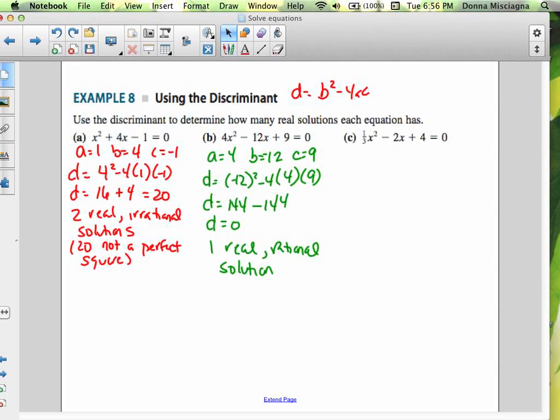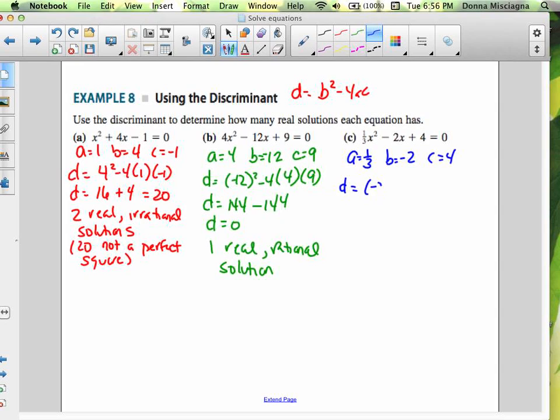And then the last one, a is 1/3, b is negative 2, c is 4. So the discriminant is negative 2 squared minus 4 times 1/3 times 4. So that's going to be 4 minus 16/3. Right, 4 times 4 would be 16. All right, let's simplify that.